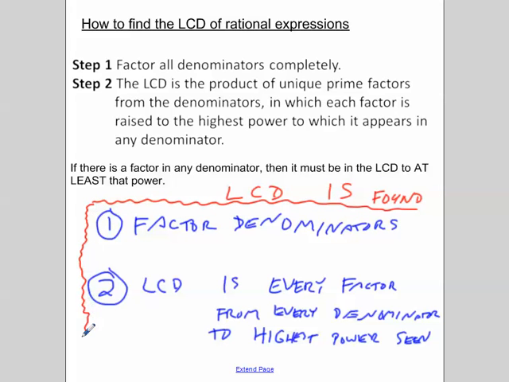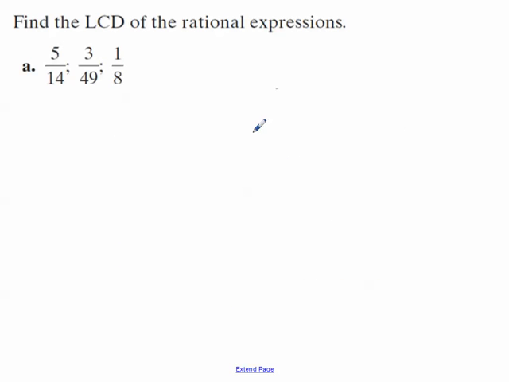Number 1, factor the denominators. Number 2, the lowest common denominator includes every single factor from every single denominator raised to the highest power that's seen in any denominator. And this is kind of my shorthand: the lowest common denominator is every factor from every denominator to the highest power. So we're going to hear that probably pretty often from now on, to find the lowest common denominator. So let's take a look at what that means for some of these.